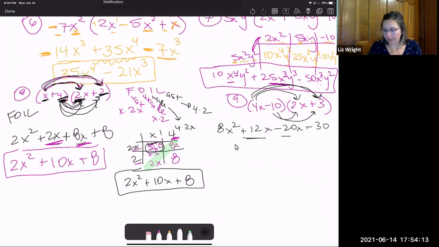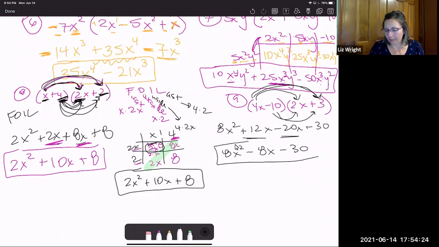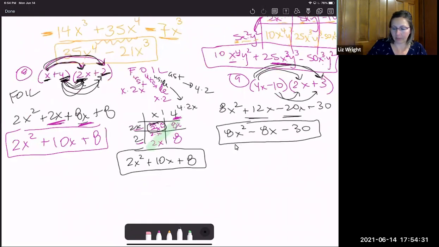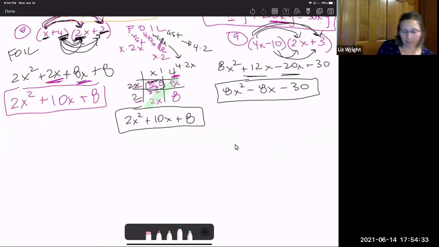Now I'm ready to combine these two middle terms. I've got an 8x squared. A positive 12 minus 20 is going to give me a negative 8x minus 30. And that's going to be my final answer. And if you did the table method, you should end up with the same exact answer as well. All right, let me come over here and do number 10.